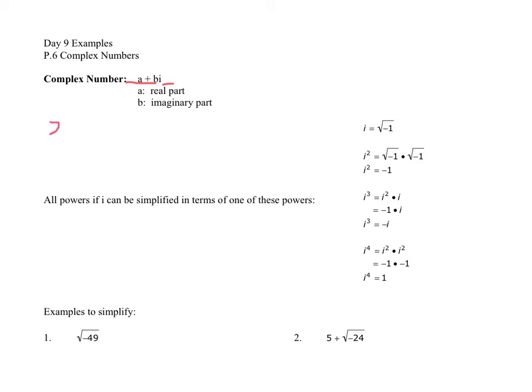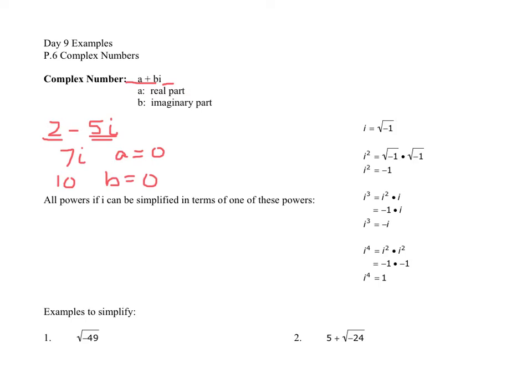So we could have 2 minus 5i. The real part is 2, and the imaginary part is the minus 5i. We could have a pure imaginary number, something like 7i, where the a part is simply 0, and the b part is 7i. Or you can also have a number with no imaginary part, so I could have the number 10, where my a part is 10, and the b part is 0.